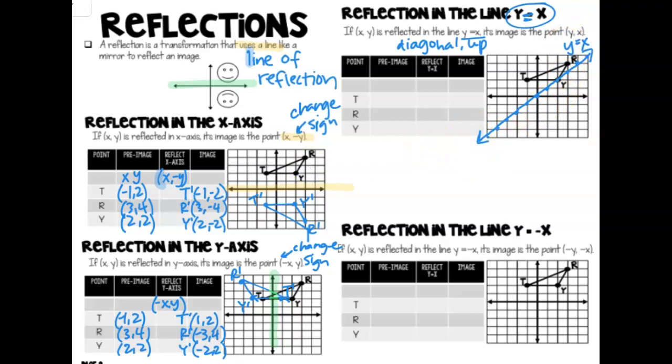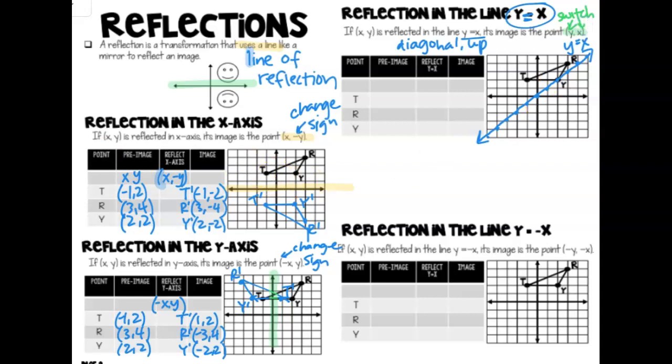Now, reflecting over this line does give us a rule, (y, x), and so what you should notice is that we have switched positions. Switch positions, or maybe just write switch of x and y. So that is what is happening.